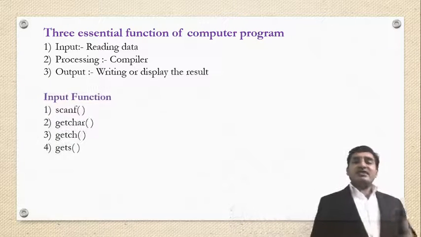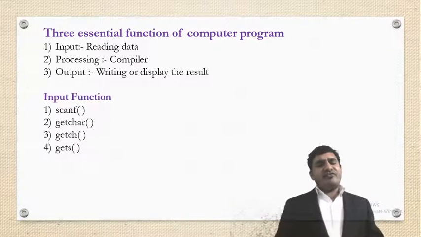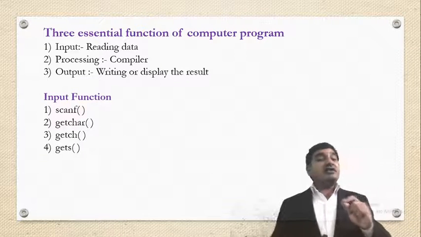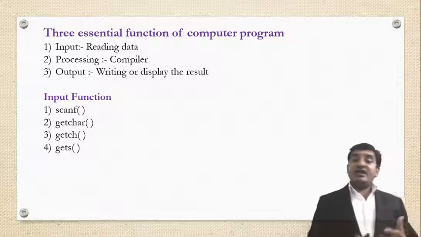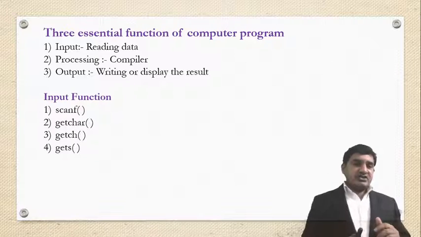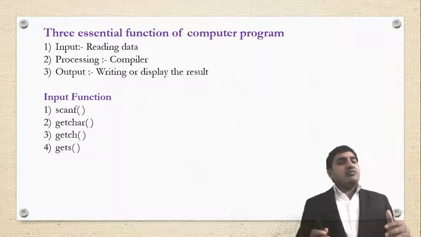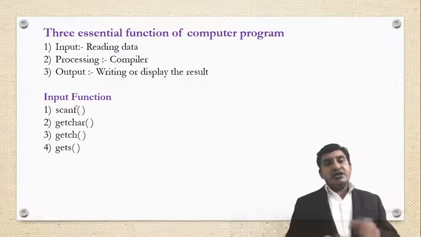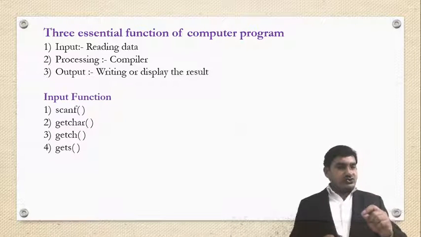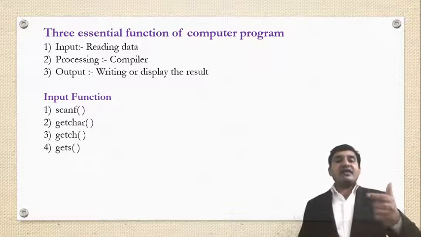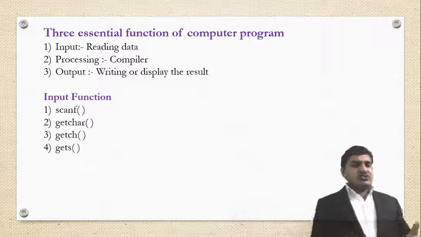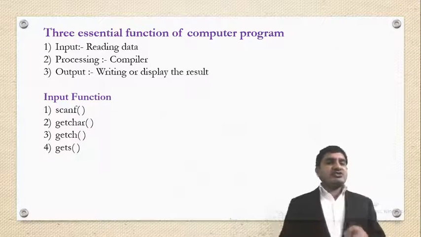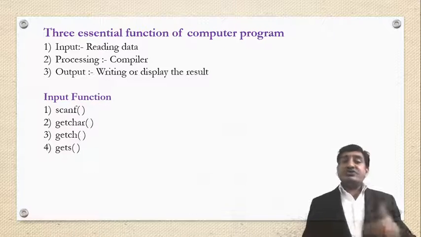Now we have to see what are the different input functions. First is the scanf function. Second is getchar. Third function is getch, and next is the gets function. The scanf function is the one we generally use as the input function in most programs. getchar is used to input a single character. getch is also used to input a single character, while the gets function is used to input a string.